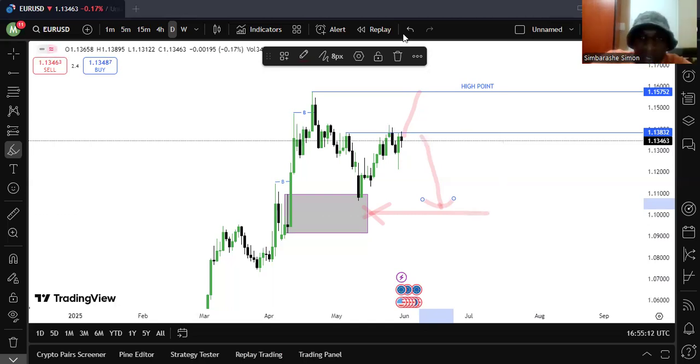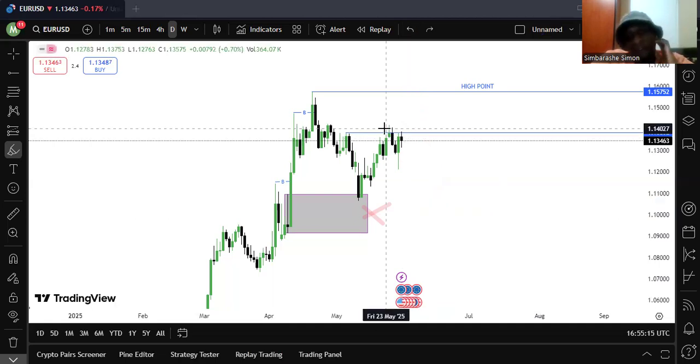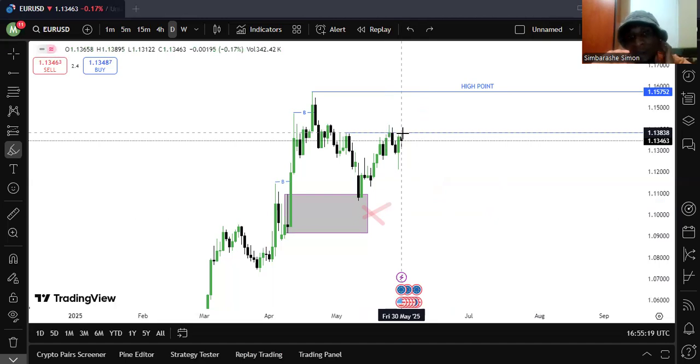So that's what we are looking for at the moment. The market here, for my prediction, guys, we are going to break this high point, this small high point, then you get to the most high point here.